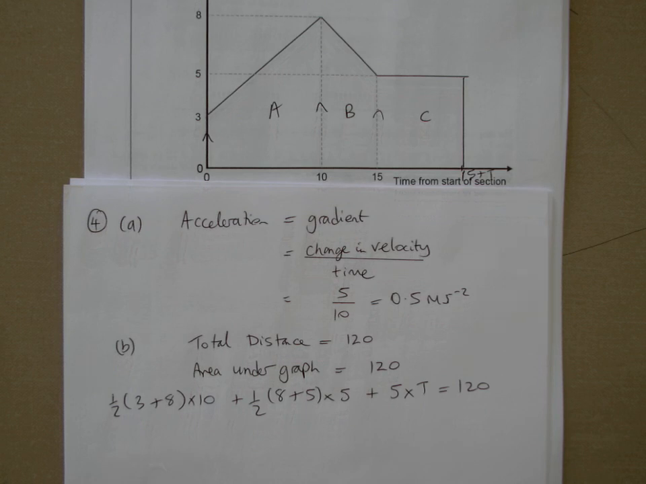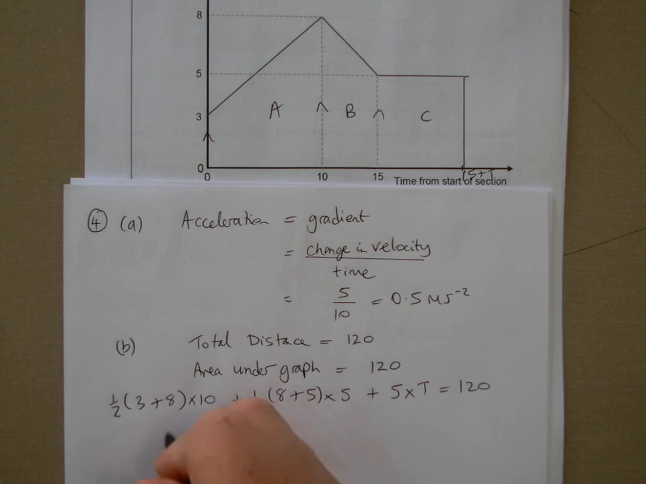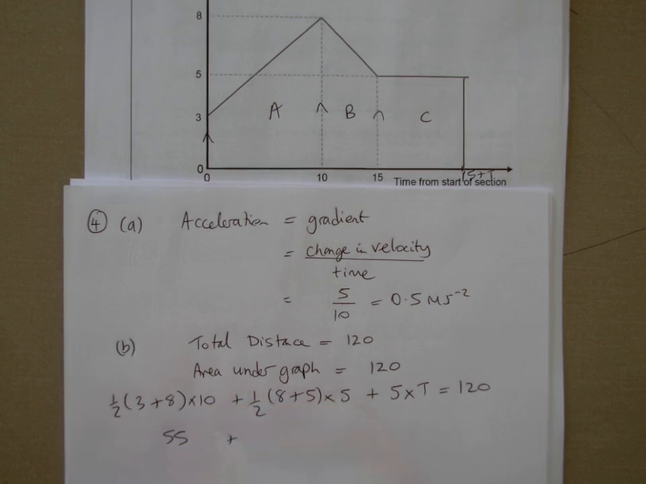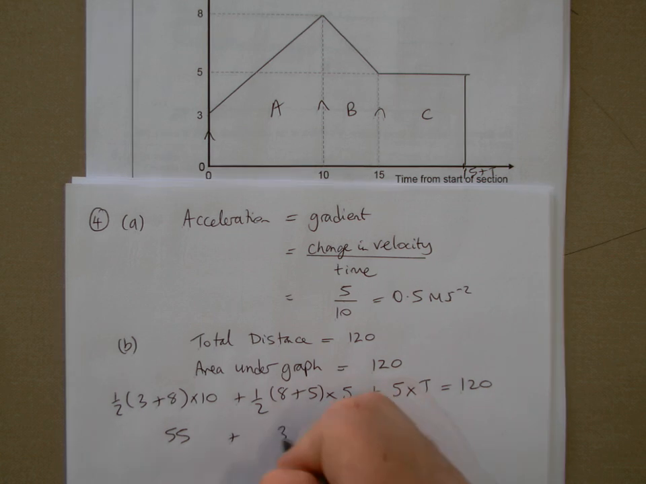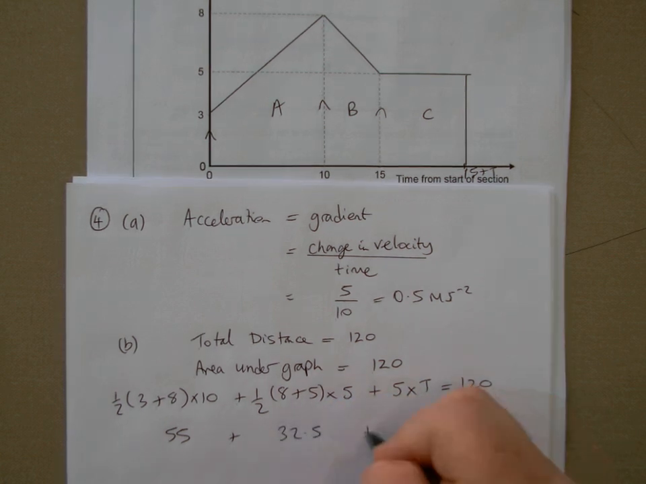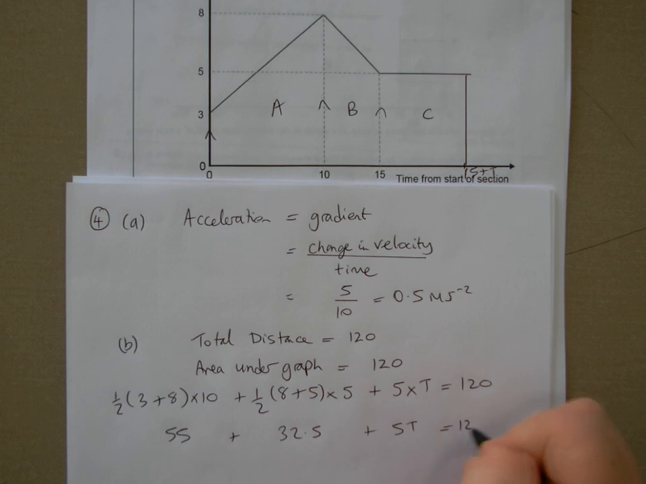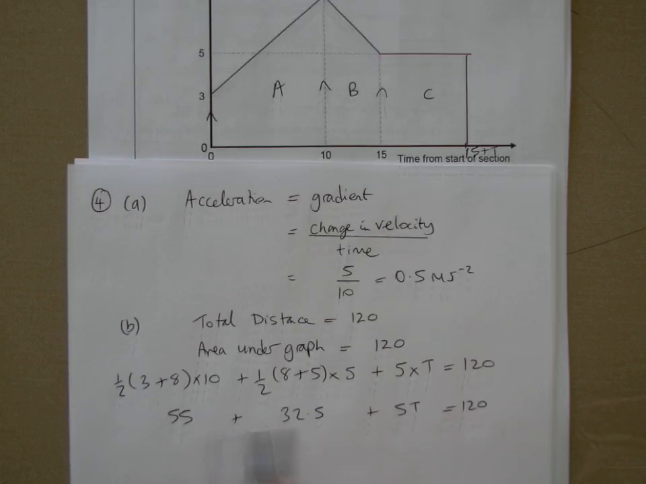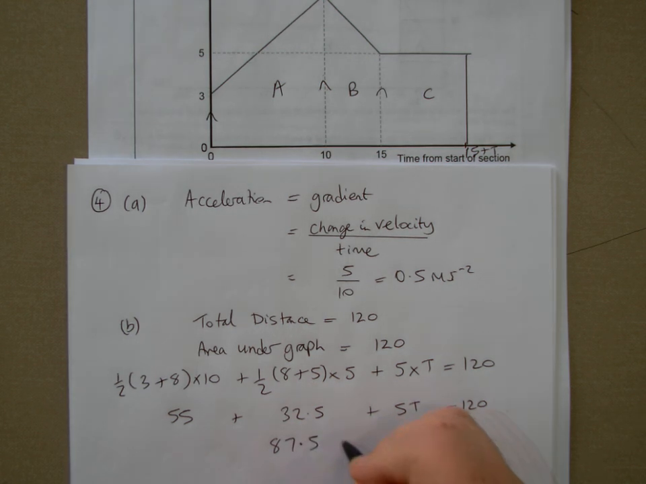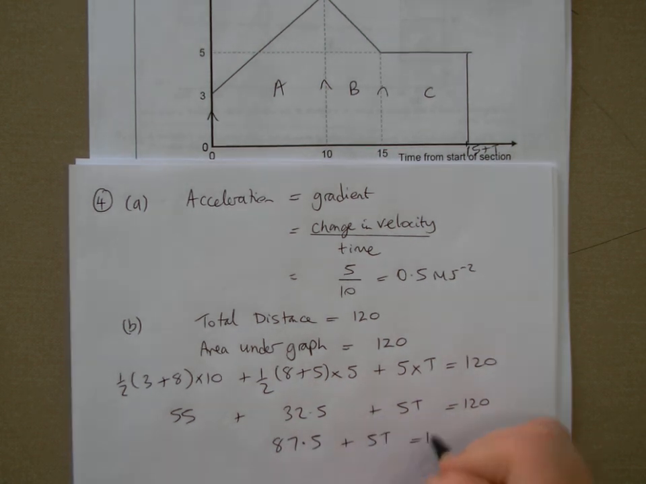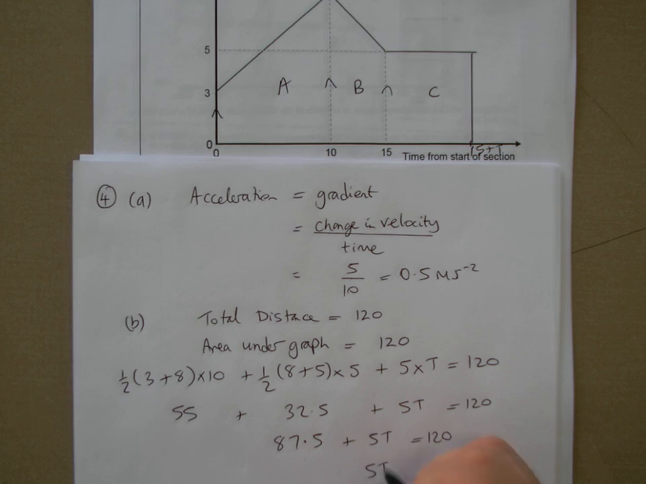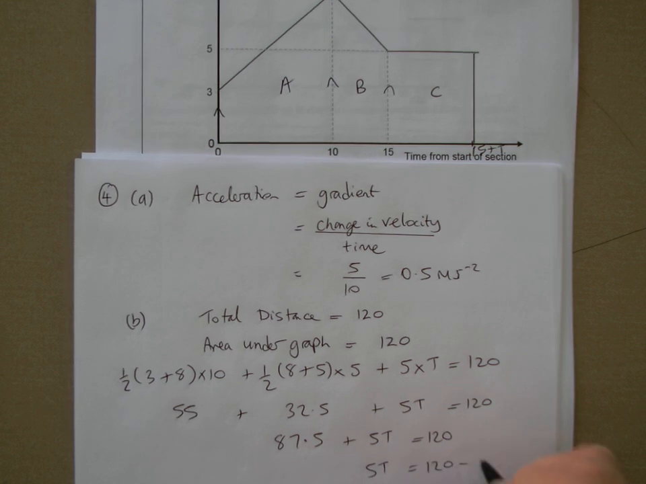So that becomes 55 there. That becomes 32.5 here. That becomes 5t equals 120. Then we can put these together, so that would be 87.5 plus 5t equals 120. Take the 87.5 over.